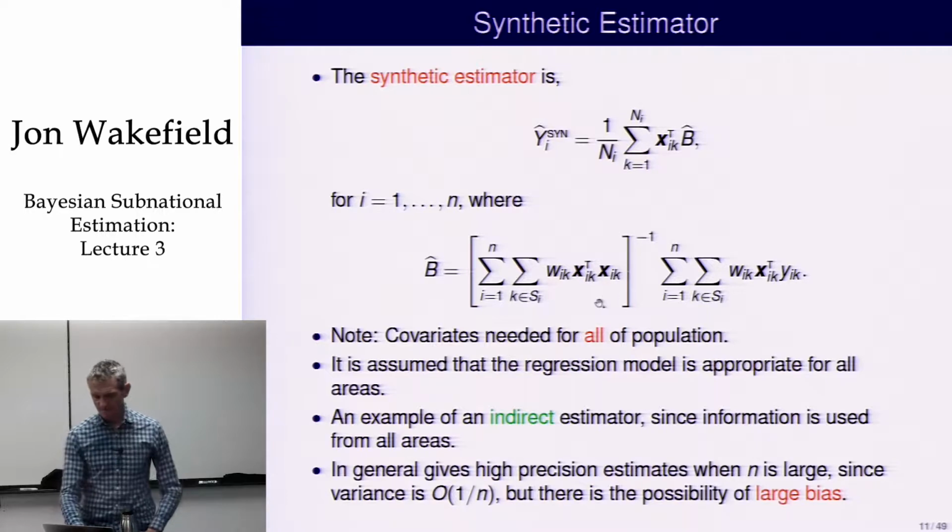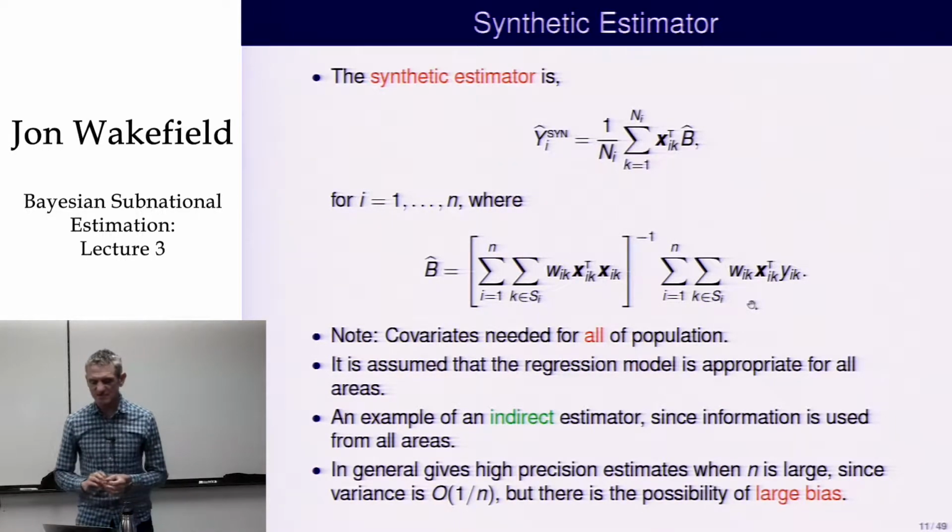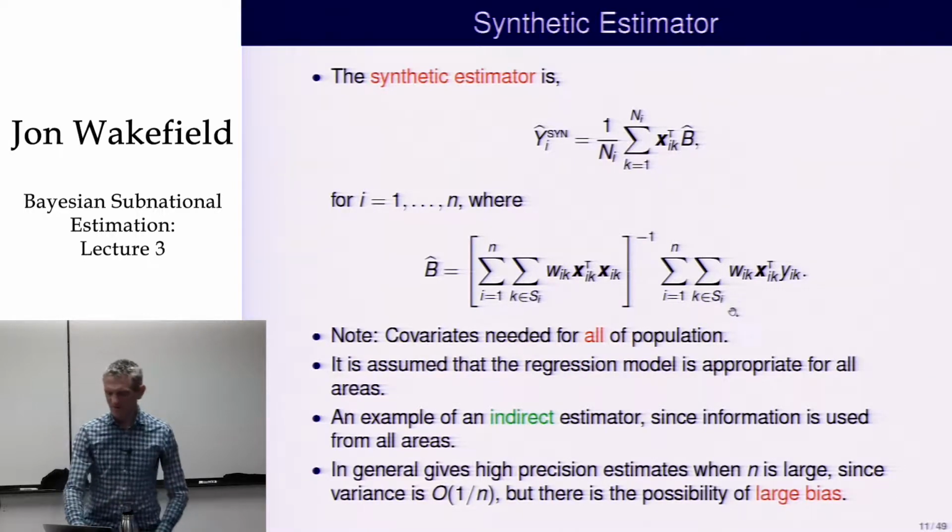So we've got our covariates here, so it's the usual formula, or perhaps not quite the formula that people are familiar with because we have these weights in here. But it's basically a weighted least squares estimator where we're fitting this linear model across the whole of the sample, all of the samples, so over all n areas and over all the sampled individuals in those areas.